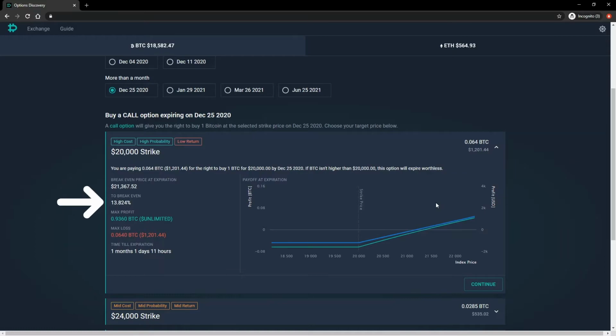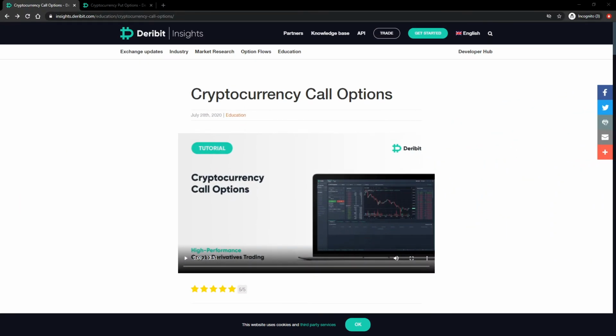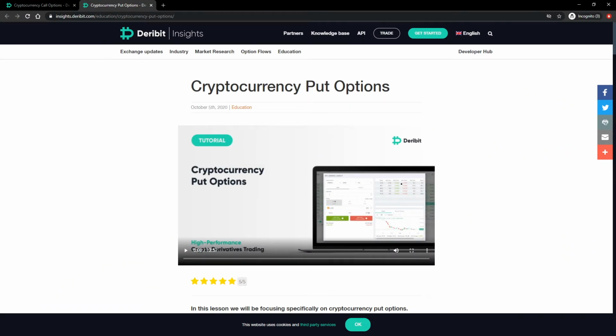The percentage above the current index price that must be reached to get to this break-even price at expiry is also given. The maximum profit and loss are both displayed in BTC terms and also in brackets in USD terms. We won't dive into how to calculate these figures in this tutorial, but there are several lessons on the Deribit education blog that cover this if you want to gain a deeper understanding. There is one on call options here, and one on put options here.